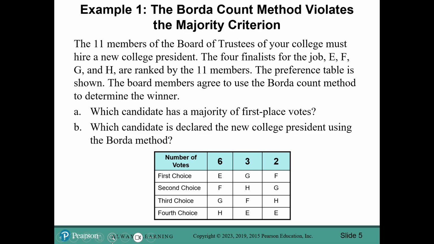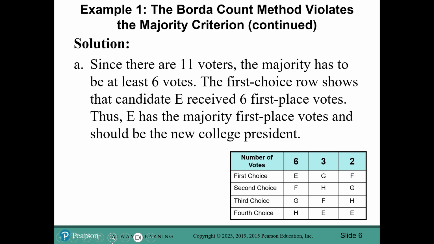The 11 members of the board of trustees of your college must hire a new college president. The 4 finalists for the job, E, F, G, and H, are ranked by the 11 members. The preference table is shown below. The board members agree to use the Borda count method to determine the winner. Which candidate has the majority of first place votes, and which candidate is declared the new college president using the Borda method?